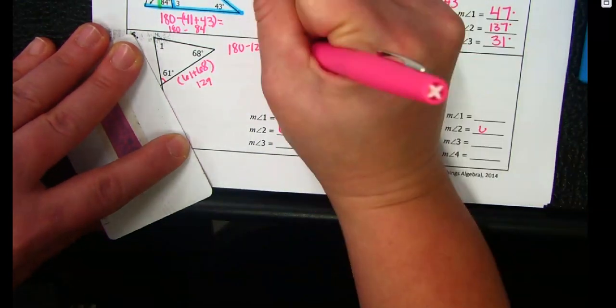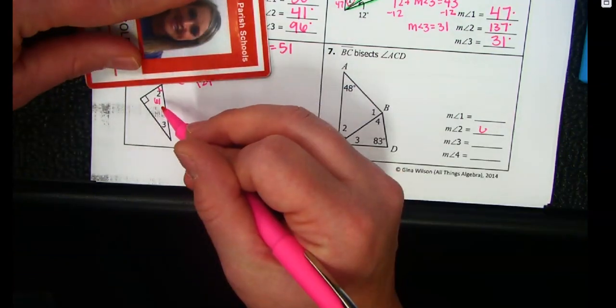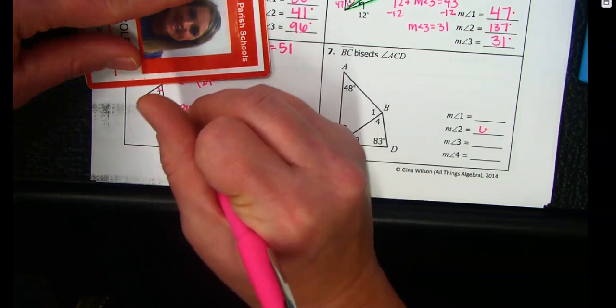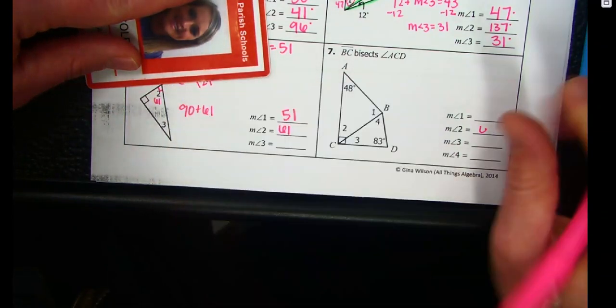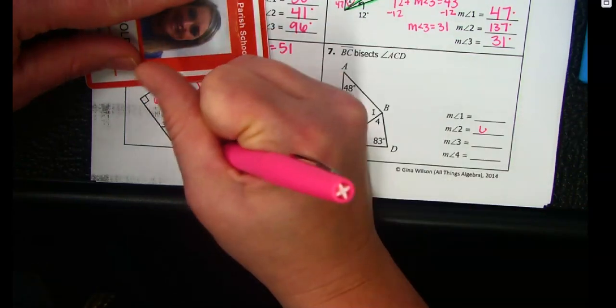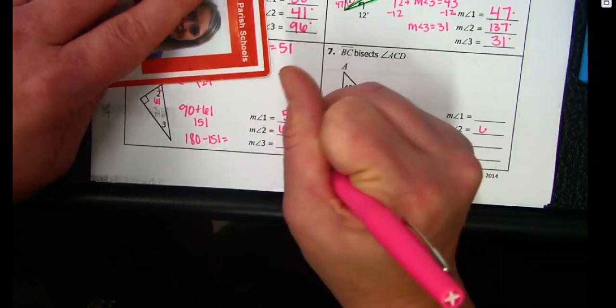Okay, so 51. Now to find angle 3. Angle 3, we know that this one is 61 because it was vertical. We know that one is 90. So we have 90 plus 61, which gives me 151. Then you do 180 minus 151, which gives us 29.